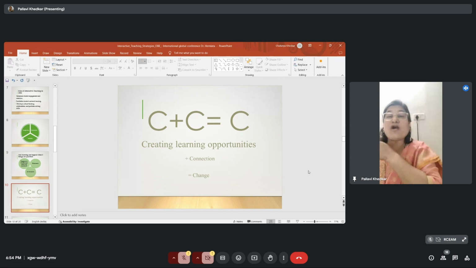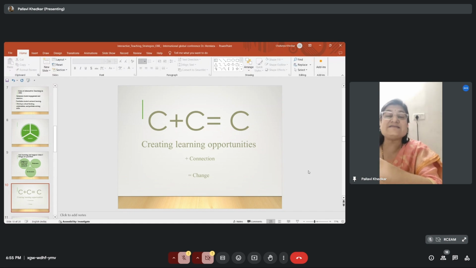Therefore, now the role of a teacher is creating learning opportunities plus connection. The teacher has to get connected with the students. When the teacher is getting connected with the students, then only the change can take place. And when we talk about outcome based education, we say that the outcome should be measurable and observable. When we could see the change in the students, then only we can say it is observable. So our motive, our goal, our objective is to bring change in the students.